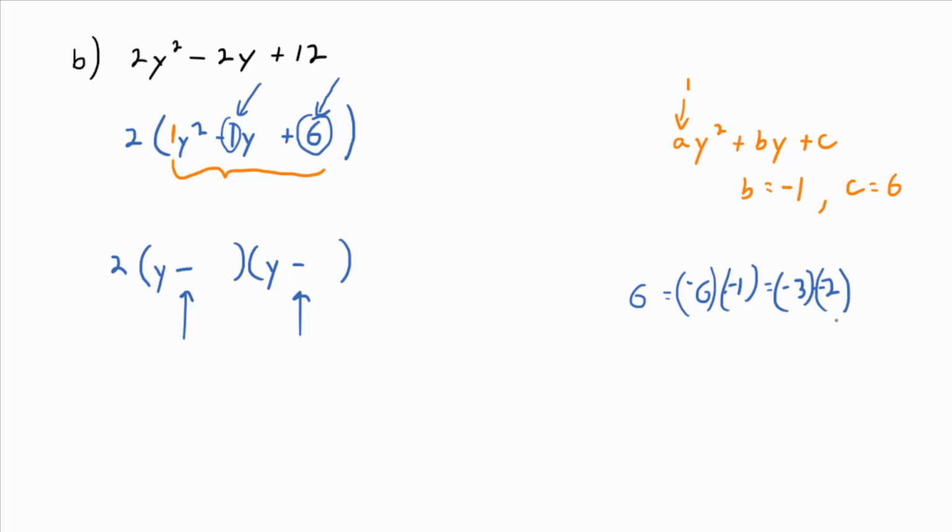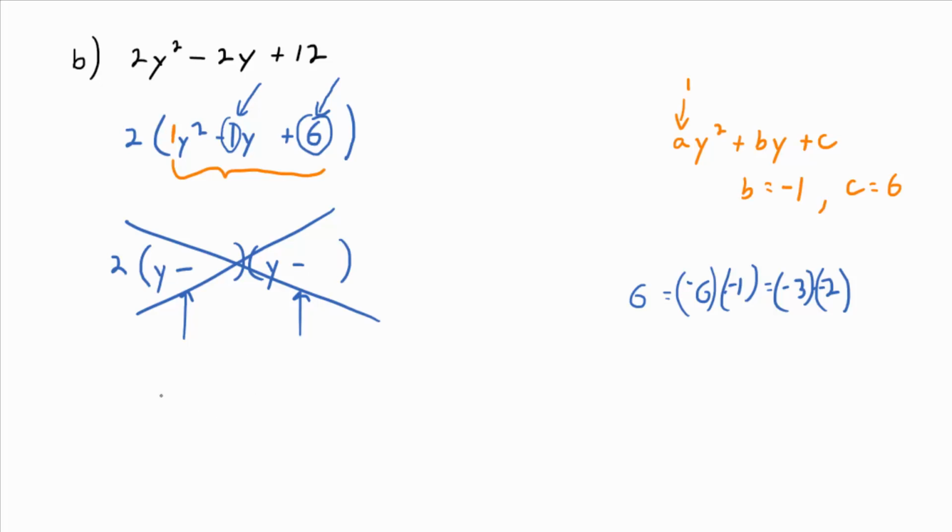So take -6 and -1 then. Yeah, they do multiply together to make +6, right? But do they add together to make -1? Absolutely not. Take -3 and -2. They do multiply together to make +6, right? But do they add together to make -1? No. So what are you going to say? Well, we're not solving an equation, so I wouldn't say no solution. I would say that where we factored out the 2, it's factored all the way, right?